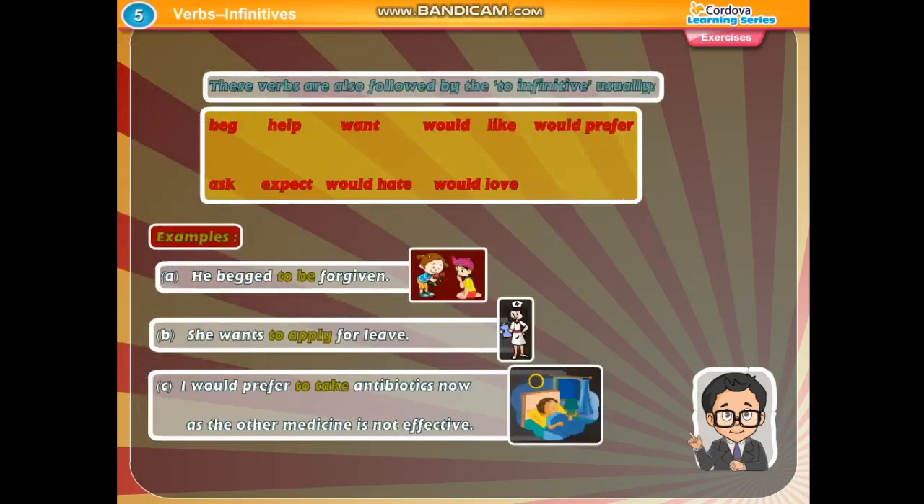These verbs are also followed by the to infinitive usually: beg, ask, help, expect, want, would hate, would like, would love, would prefer. Examples: he begged to be forgiven. She wants to apply for leave. I would prefer to take antibiotics now, as the other medicine is not effective.